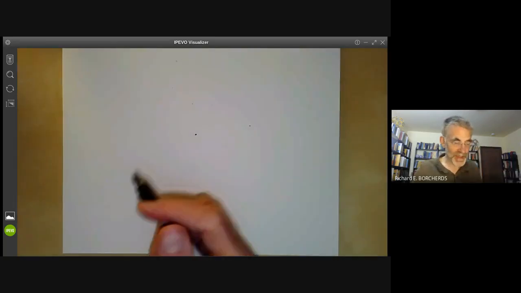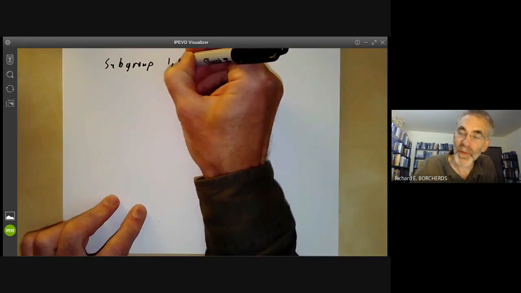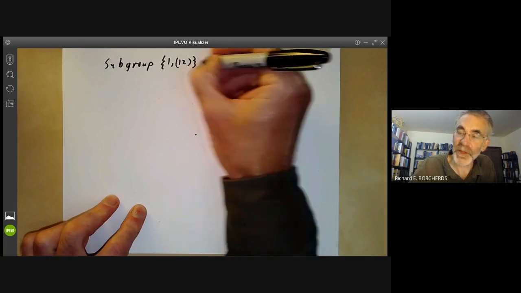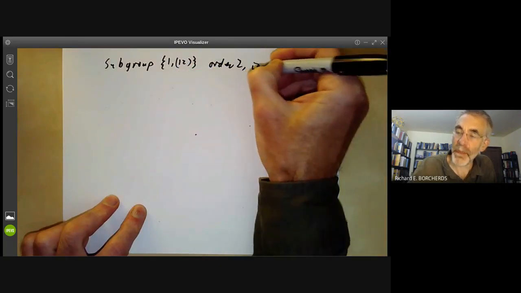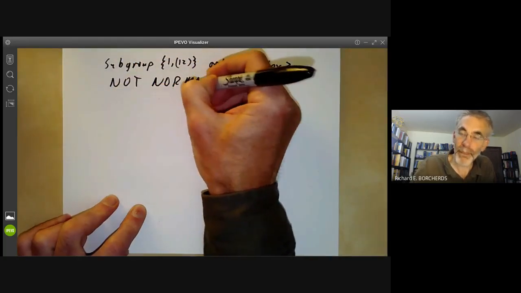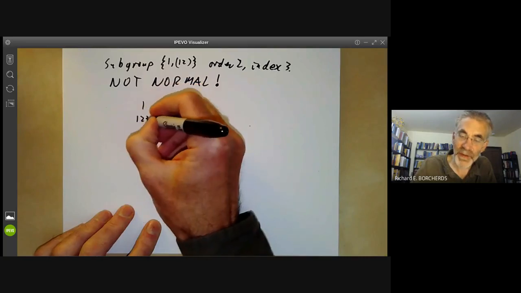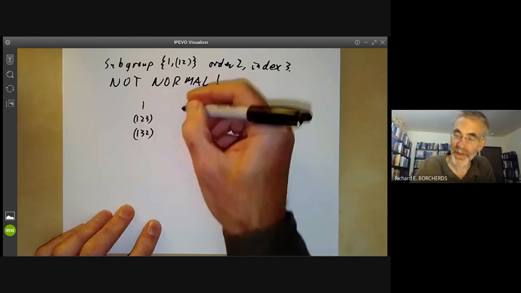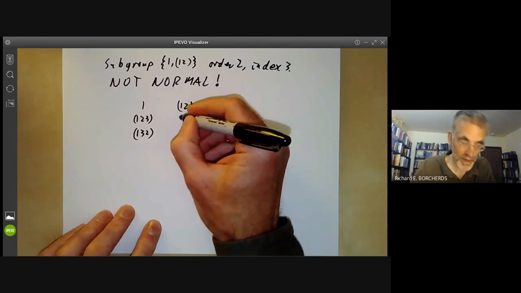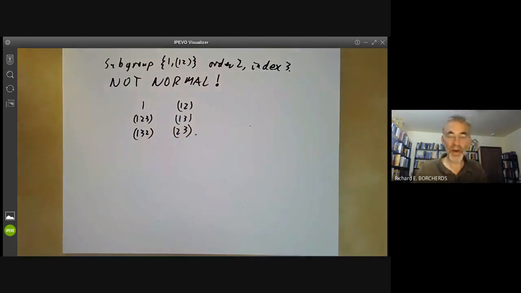So let's look at the subgroups of index 3 or order 2. Well, let's look at the subgroup generated by containing elements 1 and (1, 2). So this is order 2, index 3. And this is not normal. So let's check this explicitly. Let's find its left cosets and find its right cosets. So we've got 1, (1, 2), (3, 1), (3, 2), and I'm going to write out the elements here as 1, (1, 2), (1, 3), (2, 3). So here are the six elements of the group S3.